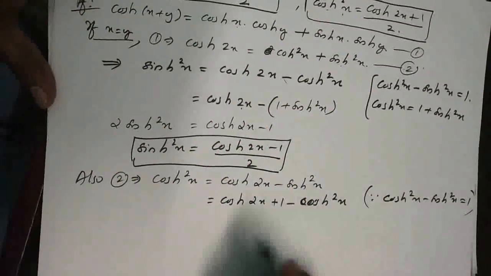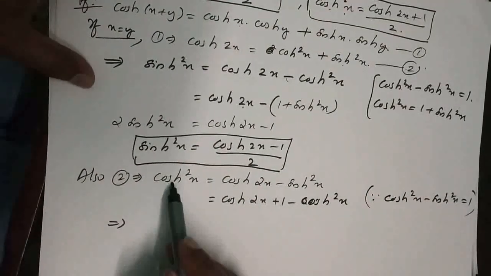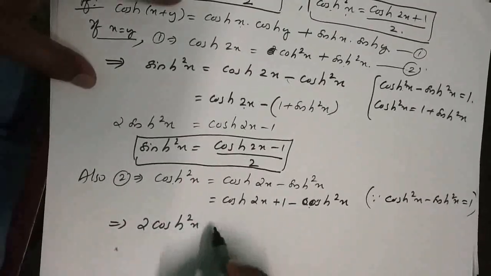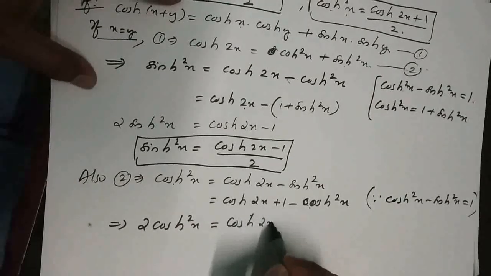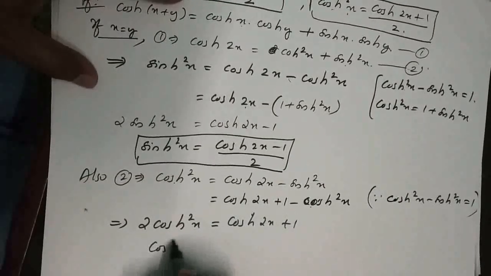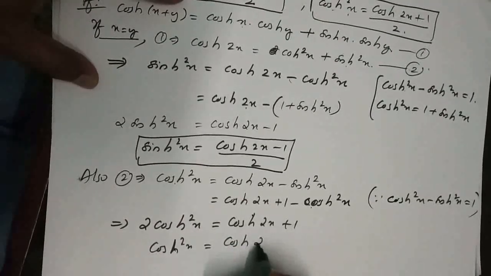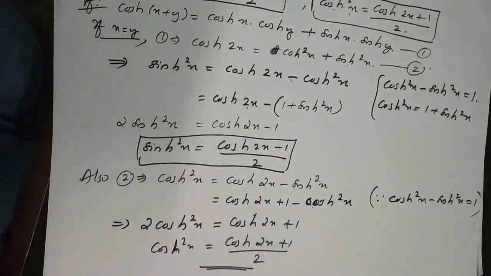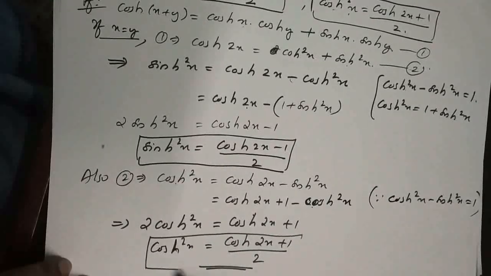So from this, in a similar way, we'll get cosh square x plus cosh square x, 2 cosh square x is equal to cosh 2x plus 1. So we get cosh square x is equal to cosh 2x plus 1 divided by 2. Okay, so this is the second formula or second identity.